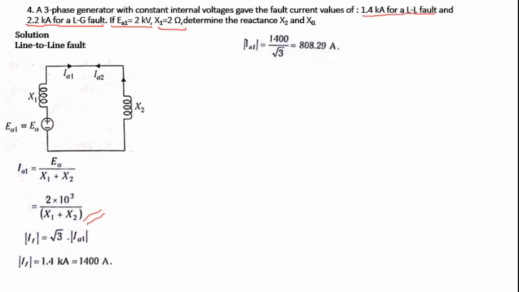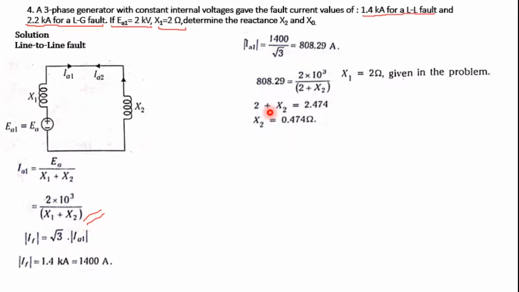In this equation, calculate and find out the value of X2, because X1 is already given, that is 2 ohm, in the numerical. So from this we can calculate the X2 value. Here do not waste your time unnecessarily calculating the value in per unit, because it is not asked in the numerical.